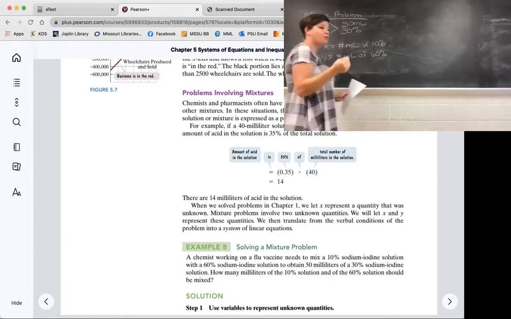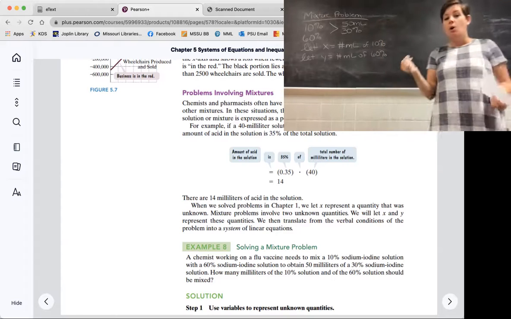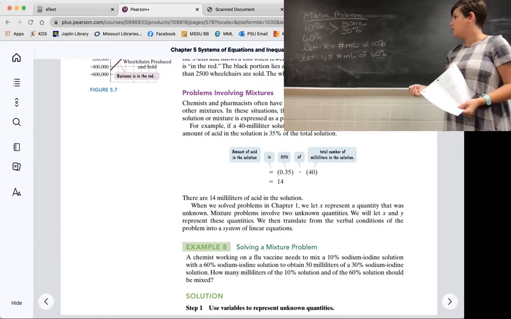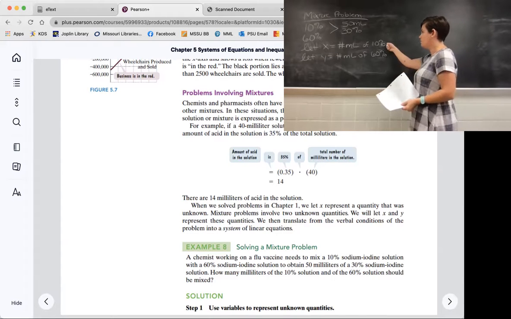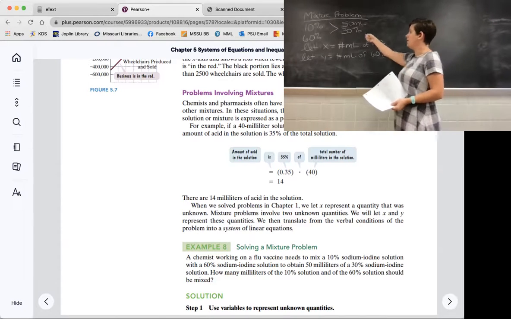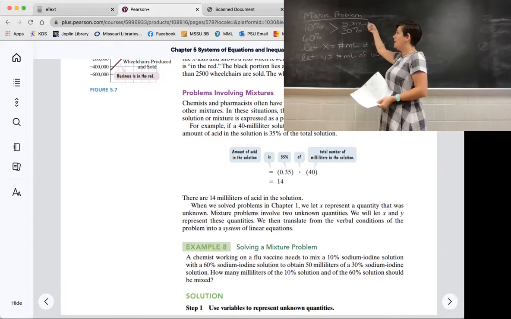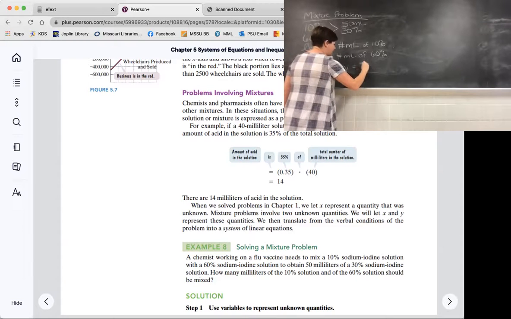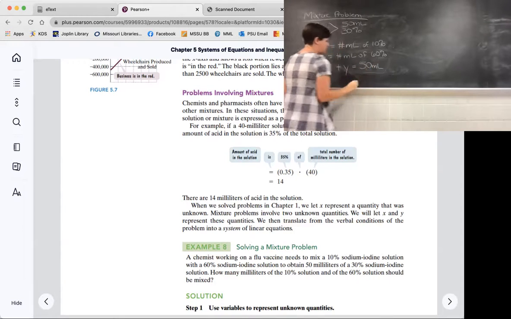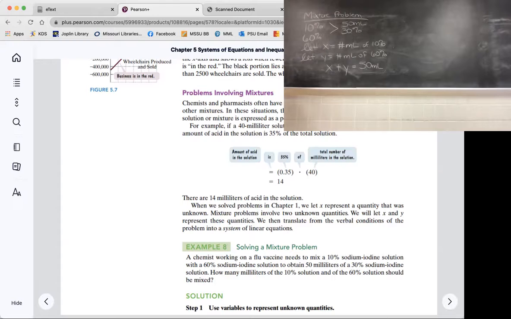Now here's where we're going to get our first equation for our system of equations. What do we know about the number of milliliters total? Well, if we're mixing our 10% solution with our 60% solution, we're going to get our 30% solution at the end, and we know we're going to get 50 milliliters of it. So if we take the number of milliliters of our 10% plus the number of milliliters of our 60%, we're going to get the number of milliliters of our 30%, which is 50. So right there we have one equation for our system of equations.